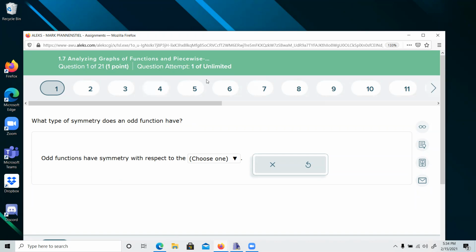Good evening, welcome back to College Algebra. We're going to talk about 1.7 today. We're going to be talking about piecewise functions and symmetry. We talked a little bit about that before, but we're going to get into it this time and hit all of that.